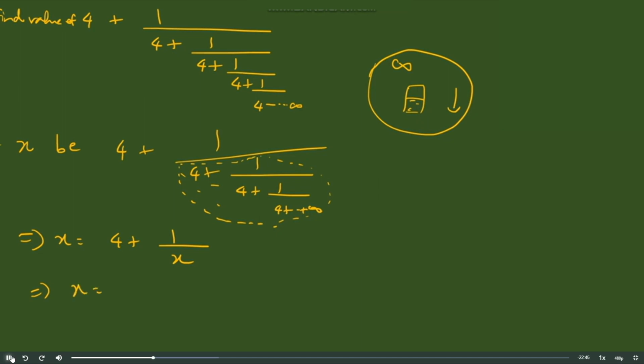So x is equal to, you will take LCM, 4x plus 1 by x. x square is equal to 4x plus 1. x square minus 4x minus 1 is equal to 0. Now in this equation we have to solve for the value. So we have to solve the values given in the options and whichever value is correct we have to select that. Okay, that's it.